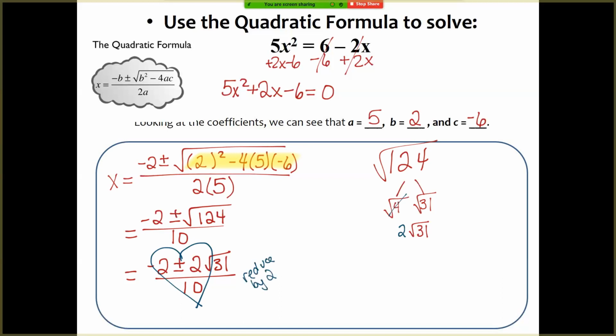So I'm going to divide all three of those numbers by 2. So -1 plus or minus 1 square root of 31. Again, that 31 is protected. We don't divide it by 2. And then 10 divided by 2 is 5. And then that right there is my final answer.